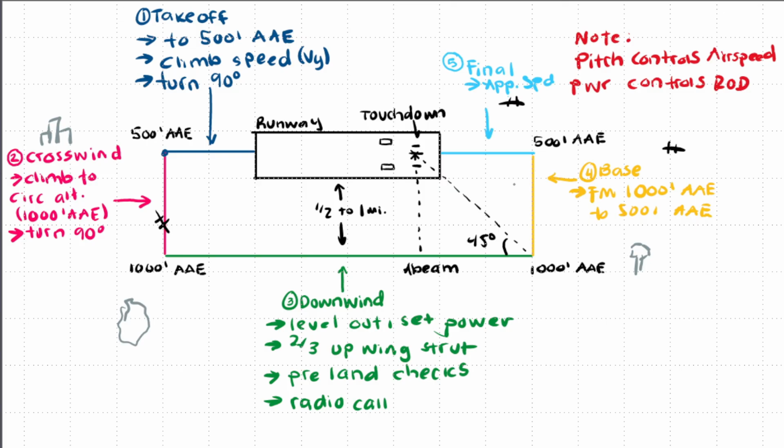So yeah, I hope this video was helpful for you to just go over the basics of what the circuit is. And remember, this stuff comes with practice. Not all your circuits are going to be perfect, but this is just kind of a basic overview of what it should look like.